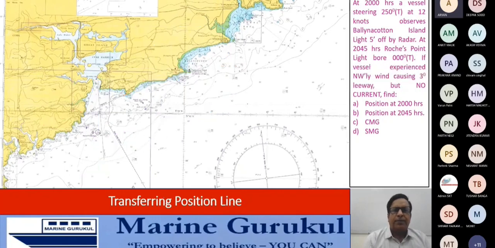Now we take the same example, but now we introduce only wind. At 20-100 hours, a vessel steering 250 degrees true at 12 knots observes Ballycotton Island light 5 miles off by radar. At 20-45 hours, Roche's Point light bore 000 degrees true. If the vessel experienced northwesterly wind causing 3 degrees leeway, but no current, we need to find the two positions, CMG and SMG. First, we allow for wind.